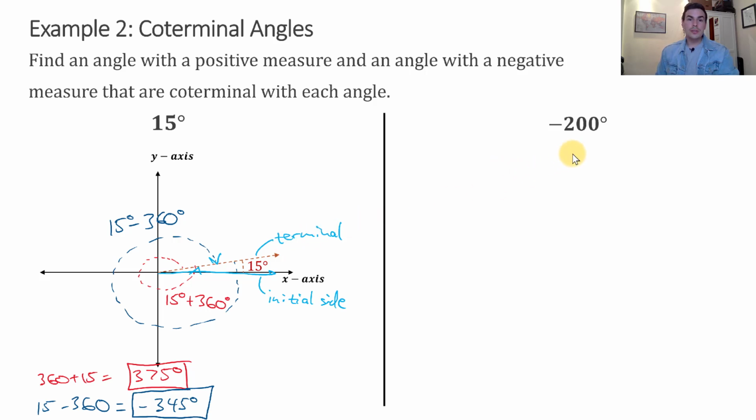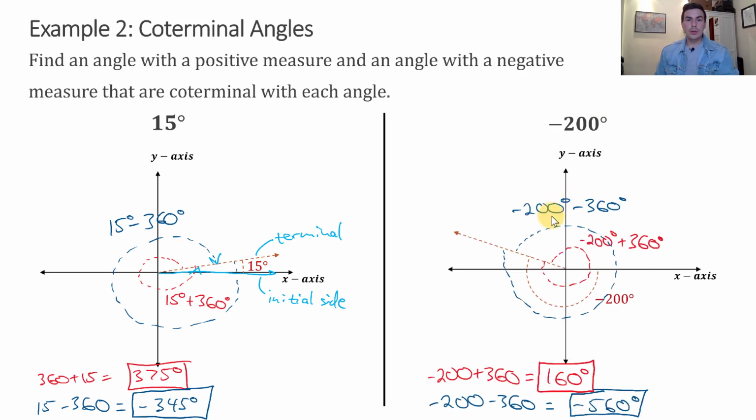Okay, so you guys go ahead, find two coterminal angles, one with a positive measure and one with a negative measure of negative 200 degrees. All right, hopefully you took negative 200, you added 360, and you got 160 degrees, and then you had negative 200, and you subtracted 360 degrees, and you got negative 560. Those are our coterminal angles.